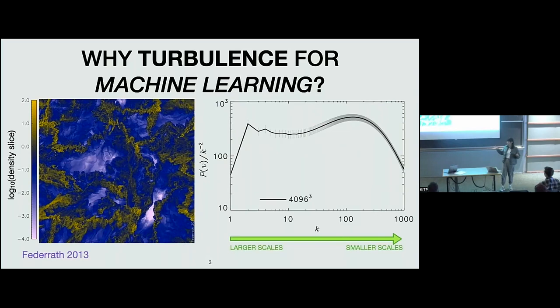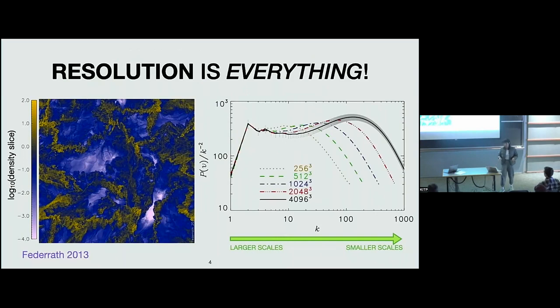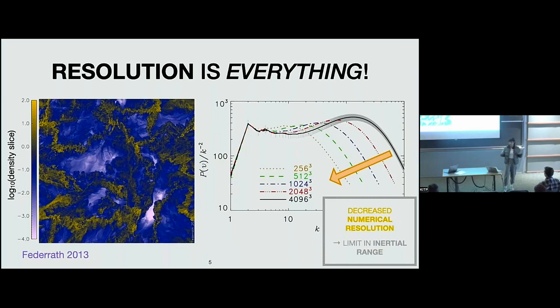And so, for example, here is a very high resolution simulation of a turbulent box run by Christoph Federer and its corresponding power spectrum, where this is the larger spatial frequencies and this is the smaller spatial frequencies. And this is a very high resolution simulation at about 4,000 cubed. However, resolution is really important when considering and analyzing these simulations because a decrease in resolution can artificially reduce the perceived inertial range of your turbulent system.